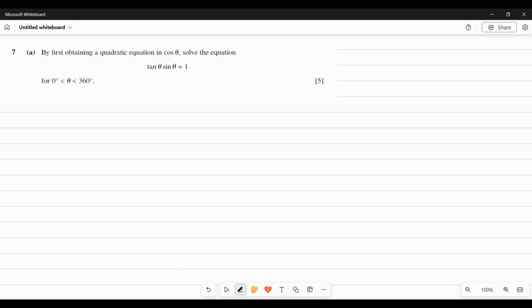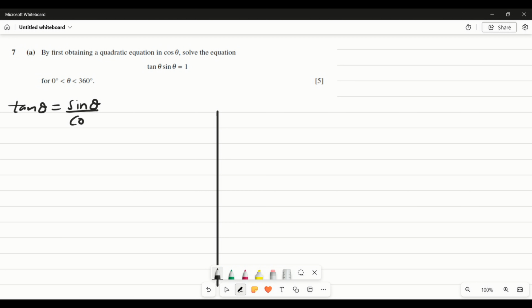Now, part A says, by obtaining the quadratic equation in cos theta, solve the equation tan theta sin theta equals 1 for theta lying between 0 degrees and 360. So this is what you are expected to do in this question. Remember that tan theta is given by sin theta over cos theta.